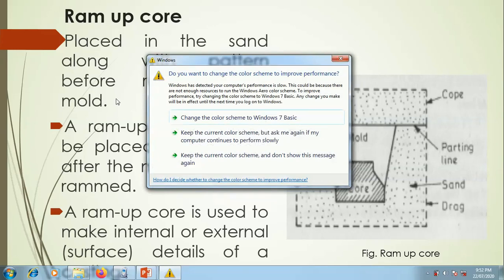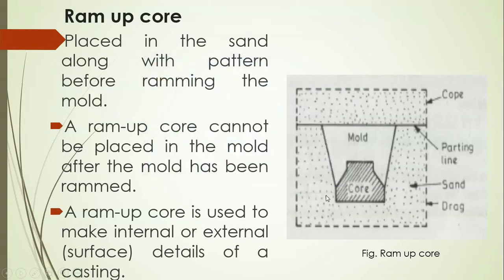Before pouring, that core is placed inside the mold cavity, that is called as ram of core, placed in the sand along with the pattern before ramming of the mold. Remaining all the cores are placed inside the mold cavity after ramming, but this core is placed before ramming of the mold cavity. A ram of core cannot be placed in the mold after the mold has been rammed. You can see here the shape of this core. This is an irregular shape, and this core cannot be placed inside the mold cavity after ramming. For that purpose, this core needs to be placed inside the mold cavity before ramming.